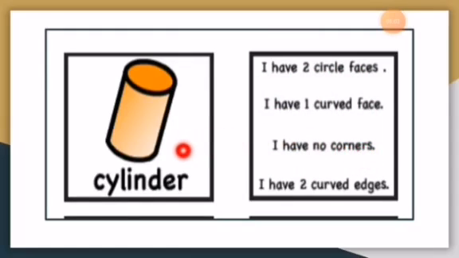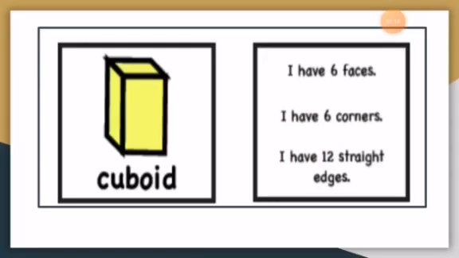Yes, this is cylinder. Cylinder has two circle faces, one curved face, no corners, two curved edges, and cylinder is a 3D shape. Yes, look at this one shape. Which shape is this one? Cuboid. Very good. And this is a 3D shape.